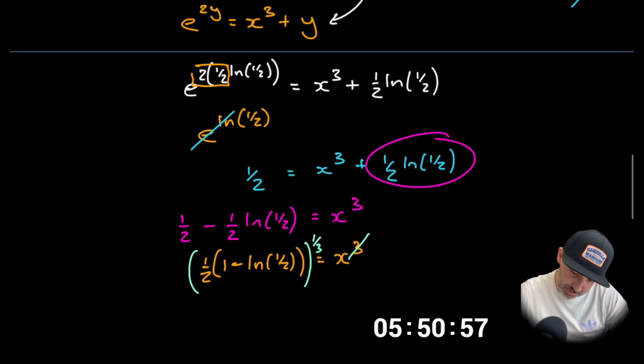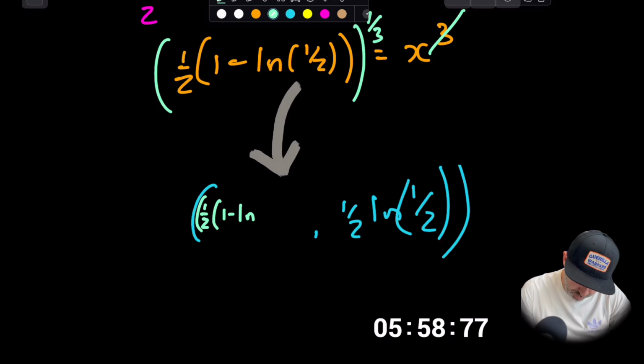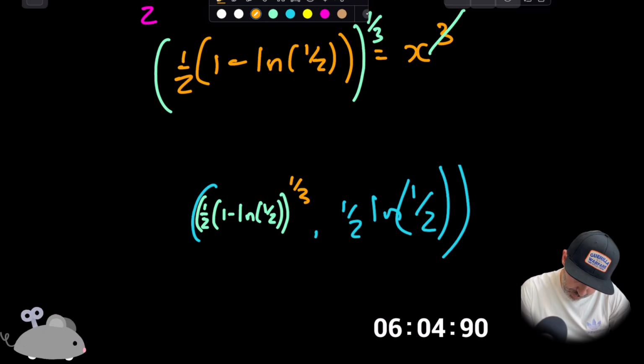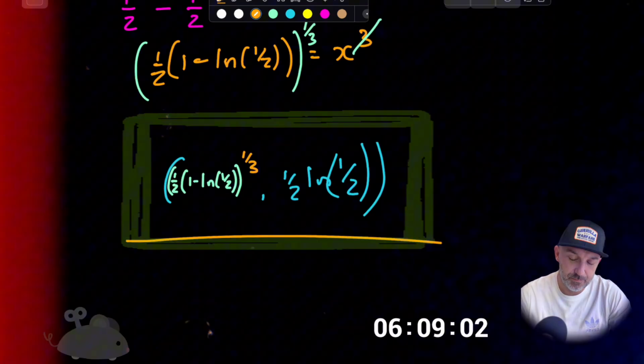So my final answer there is x is equal to a half, open brackets, 1 minus natural log half, close brackets, and that is all raised to the power of 1/3. So we found an exact coordinate. That is the end of that question.